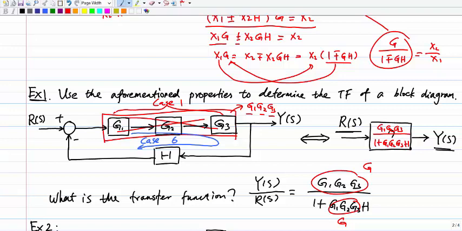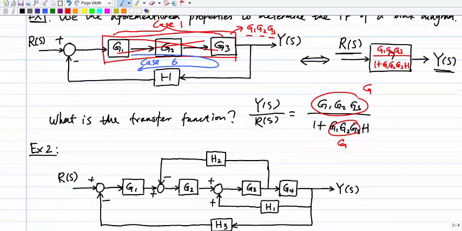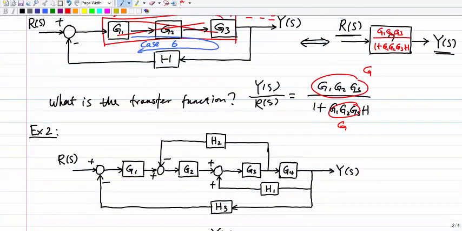Okay, so next I'm going to show you a little bit more complex example. It can be a little bit more complicated and involve different cases. I'll go one step at a time. All right, so in this example, I have a complex situation. I have R(s). Still, the input is R(s), and the output is Y(s).